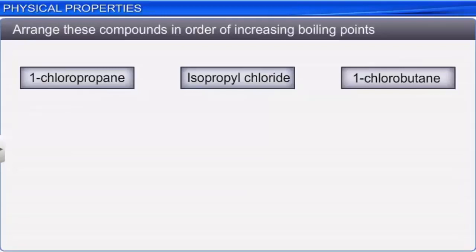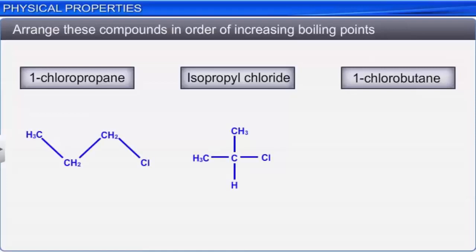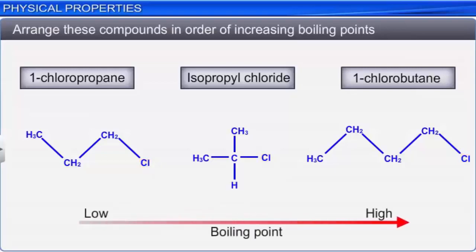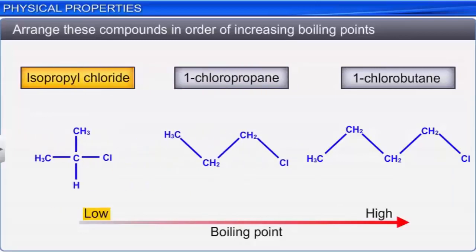Here is a problem for you. Arrange these compounds in increasing order of their boiling points. Let's start by drawing the structure for each compound. All the three structures contain one chlorine atom. Since the boiling point increases with an increase in the number of carbon atoms, we would expect 1-chlorobutane with its 4 carbon atoms to have the highest boiling point. The other 2 compounds have 3 carbon atoms each, but 1-chloropropane is a straight chain, while isopropyl chloride is branched. Branched molecules have lower boiling points. So, isopropyl chloride should have the lowest boiling point. 1-chloropropane is in the middle.